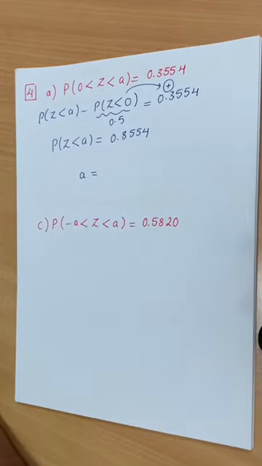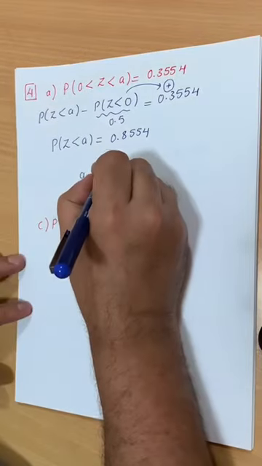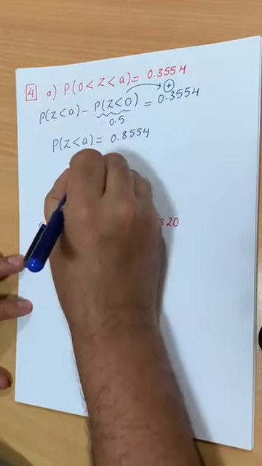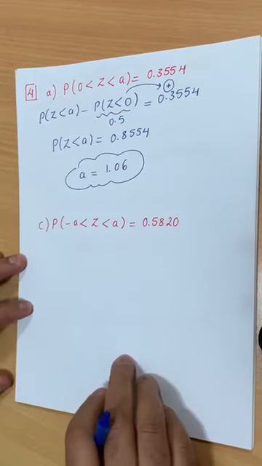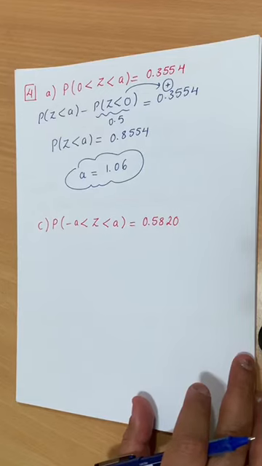We have to look for this value in the table, 0.8554. Yes, so 0.8554. The corresponding value of Z is 1.06.